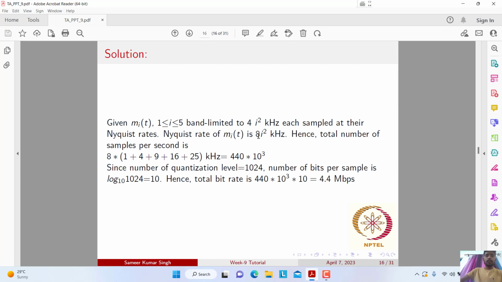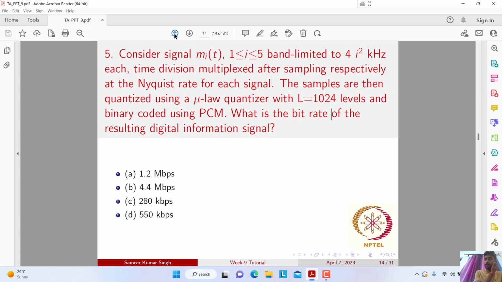Now we have a quantization level that is given as 1024. From this we find n, so it will be a 10 bit sample. As we know, the total bit rate is Rb equal to n times fs. The fs is 440 times 10 to the power 3, n is 10, so it will become 4.4 Mbps. So the answer will be option B.